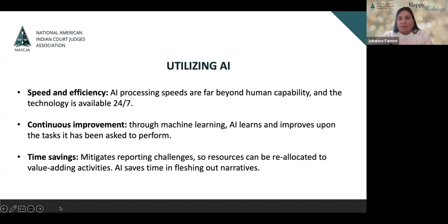Also, continuous improvement. Artificial intelligence is constantly improving based on the information that you're inputting. It learns your style and improves upon the tasks it's been asked. And then time saving. It mitigates some of the reporting challenges, and resources can be allocated to other value adding activities.